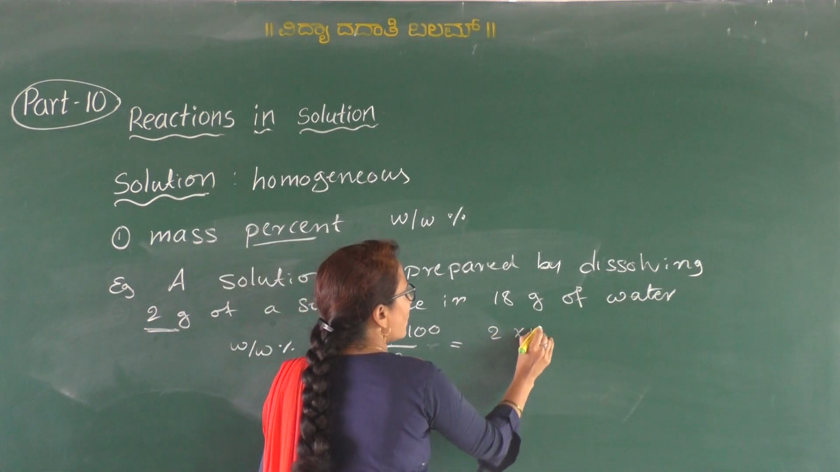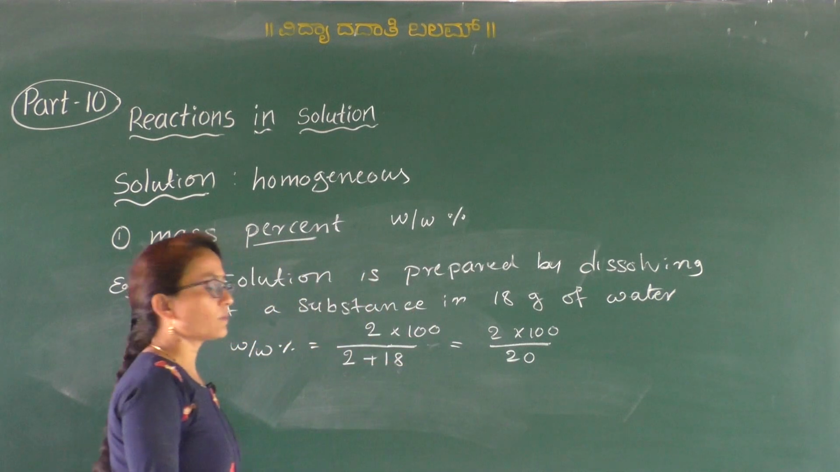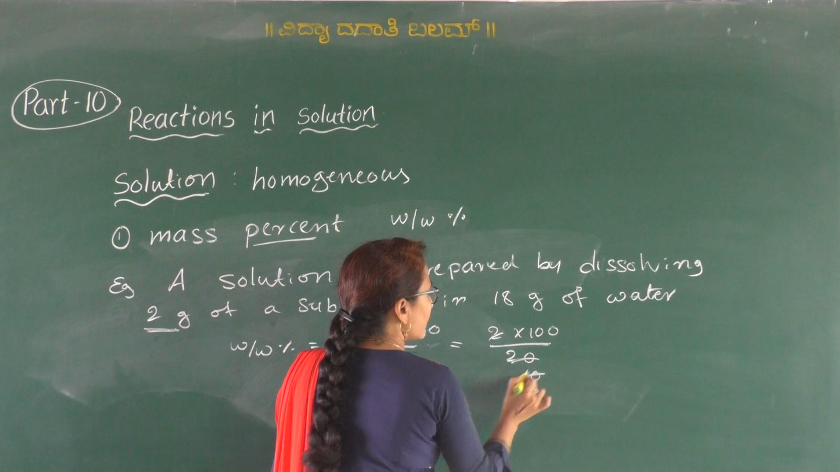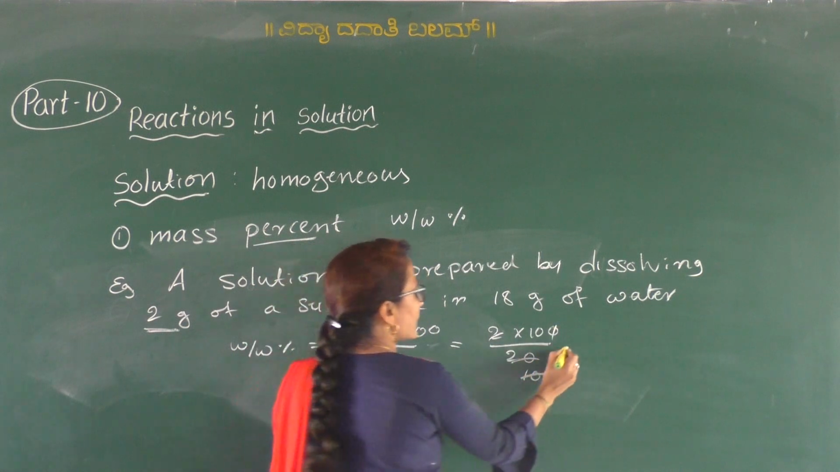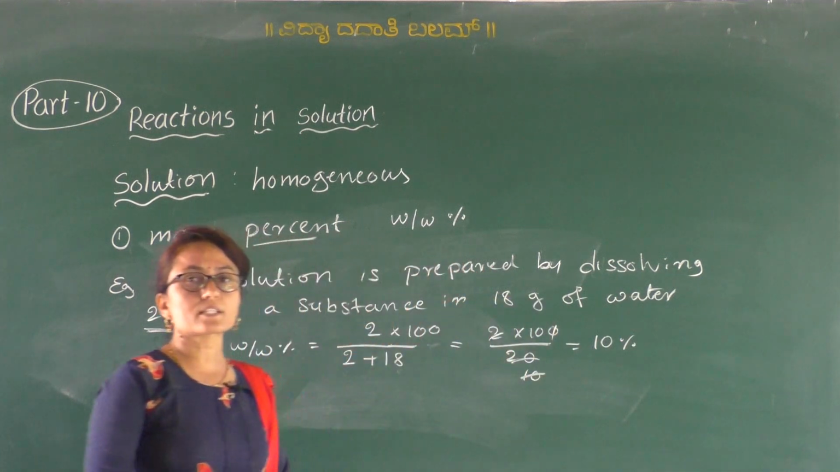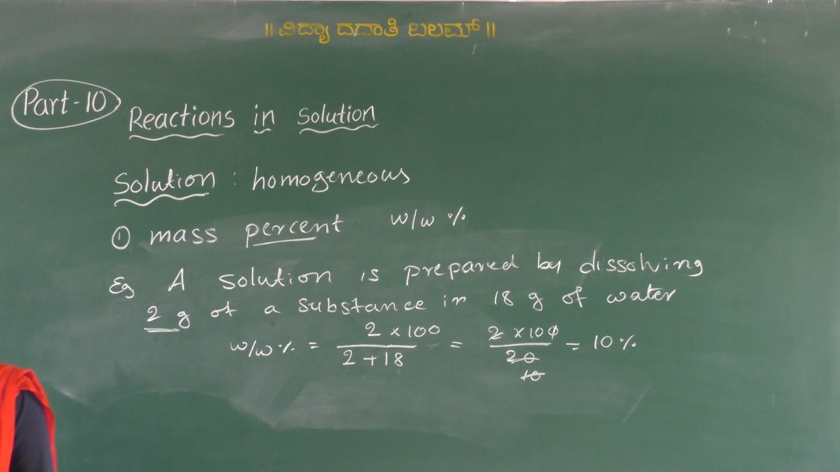So 2 into 100 divided by 20. So 2 tens are 20 and 10 tens are 100, so therefore that is equal to 10%. The mass percent of the solution is 10%. Okay, so now consider one more example.